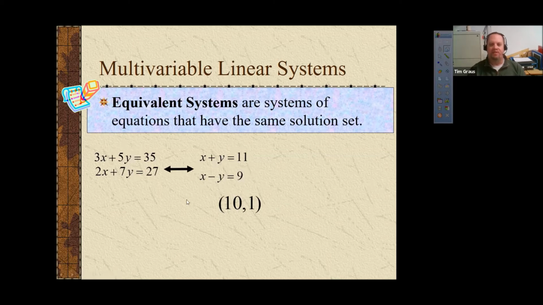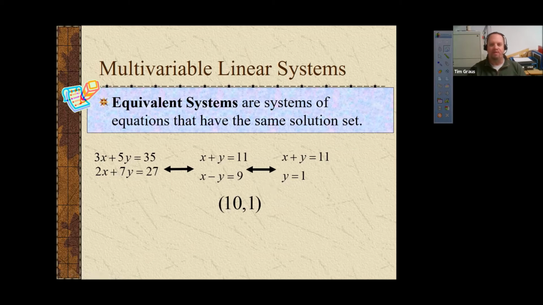Let me give you another system. x plus y equals 11, y equals 1. That system also has the solution x equals 10, y equals 1. It is equivalent to this one, and it's also equivalent to the first.